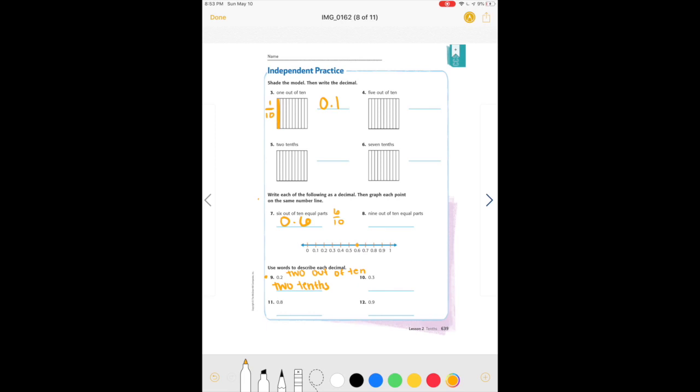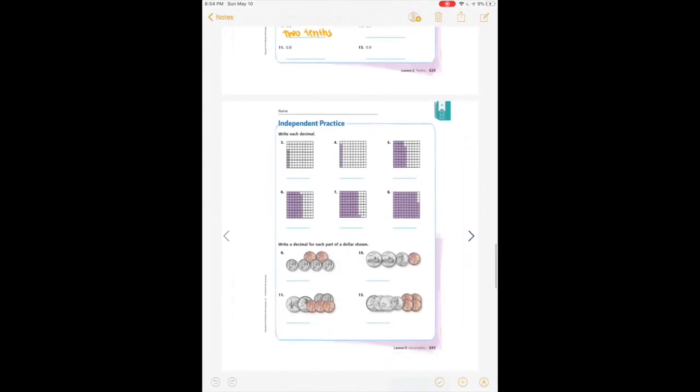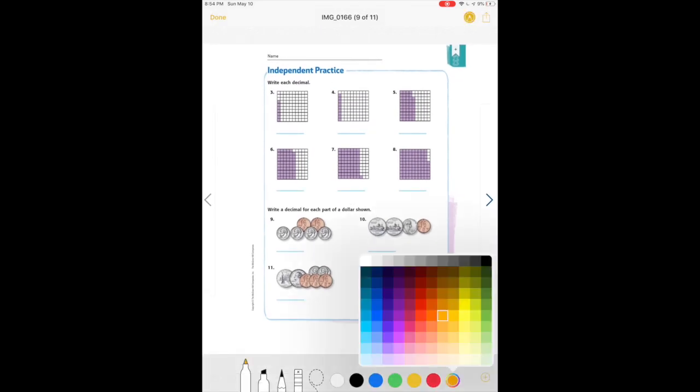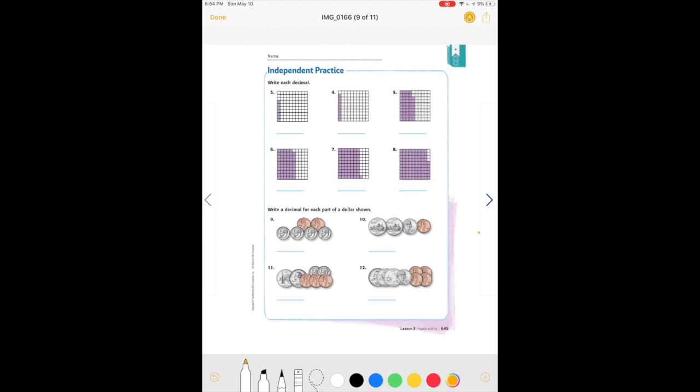This independent practice was all about tenths. This one was all about hundredths. So let's go over a couple of these as well. Write each decimal. All right, let's do 5 for this one.